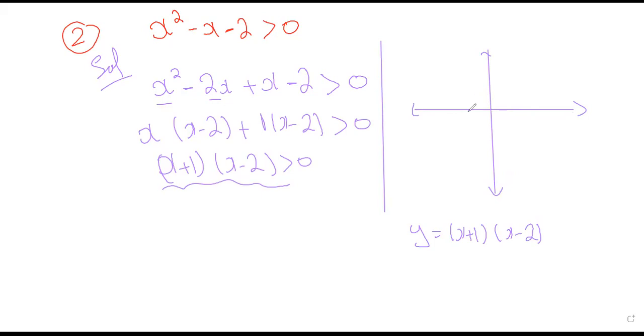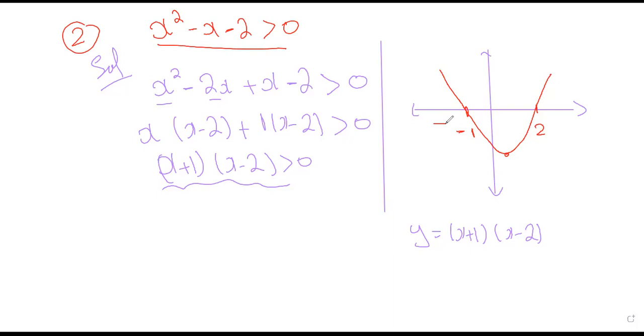Very good. This would be minus 1. This would be 2. Again, a positive shape. Quickly we have plotted it. You don't have to find all this because here the question was not to sketch the curve. The question was to solve the inequality.